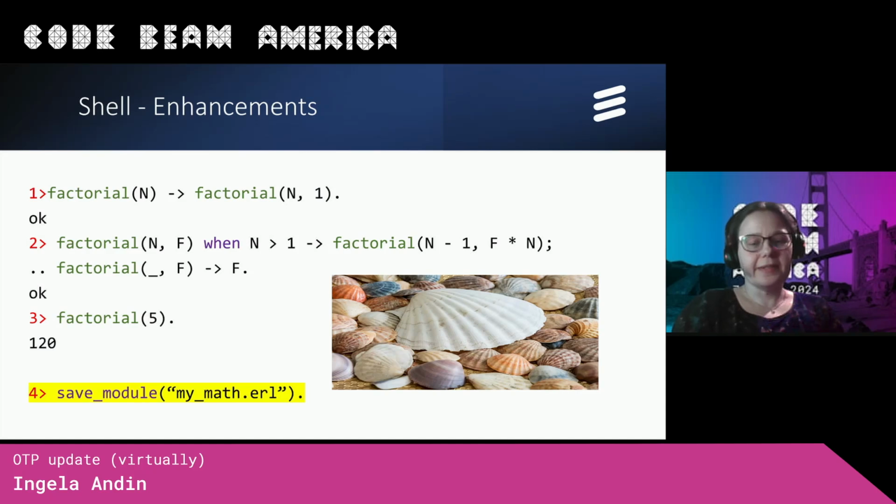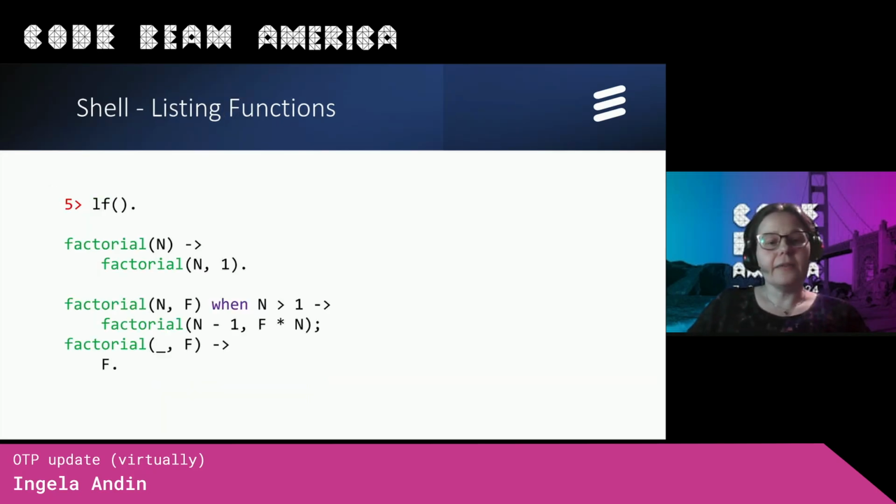And in OTP 26, we added the possibility to prototype your functions in the shell. And now in 27, you will also be able to save these prototypes to a module or to a file that will consist of the module. And also, we added functions so that if you prototyped many functions, you can list them. So see which ones did I add. And the same is true for types that can also be specified and listed in the shell.